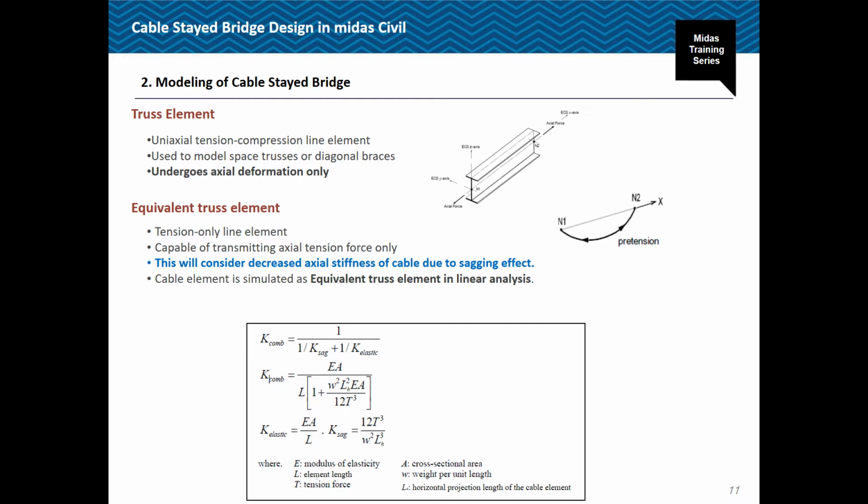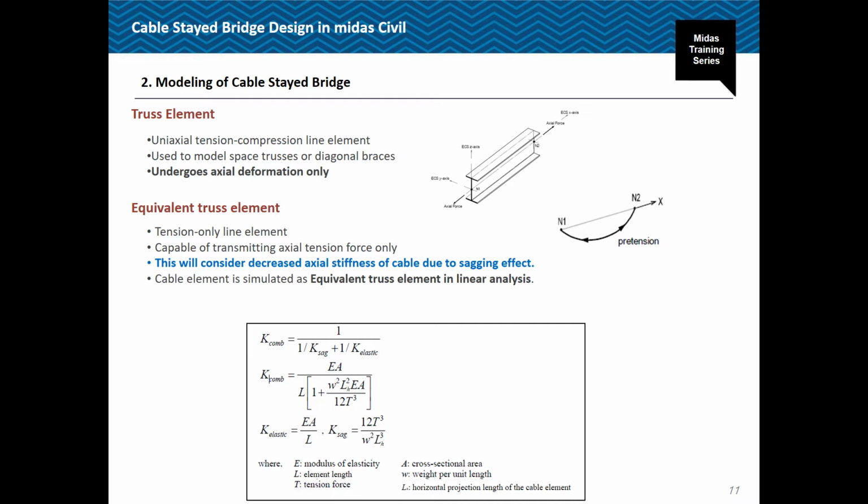and the truss elements provide uniaxial tension and compression behavior only, which means that the element undergoes axial deformation only. It doesn't undergo lateral or shear deformation. And it's the type of element which is mainly used to model space trusses or diagonal bracing. So the stiffness of the truss is always going to be the elastic stiffness of the E modulus, so the Young modulus, times the area divided by the length of the element.